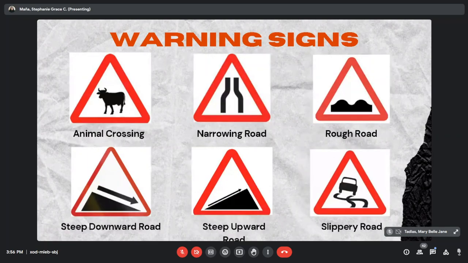Then next, animal crossing, to warn the drivers that they are approaching an area where animals often cross the road. The narrowing road indicates that the road ahead will not be as wide as the road they are currently on. Then rough road, nag-i-indicate na yung road ahead is bumpy and they need to slow down. Steep downward road and steep upward road indicates that the road ahead is steep downward or upward. Then slippery road, posted in areas where a slippery condition might exist. Next.